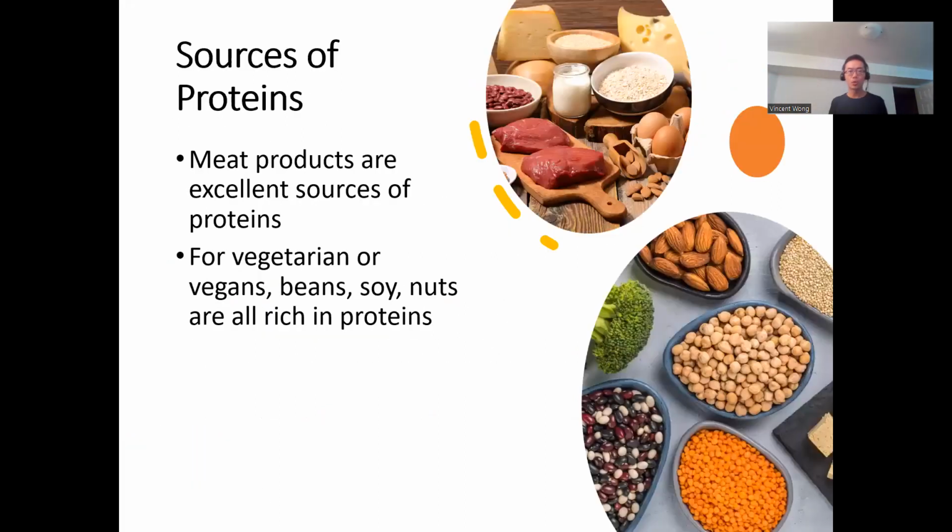Last slide. Sources of protein. Where do we get protein? It's very straightforward, right? You just eat the meat and you would have protein. If you are a vegetarian or vegan and you don't eat meat, you can get it from vegetable sources, right? So things like beans, soy products like tofu, nuts, lentils, they are packed with protein.